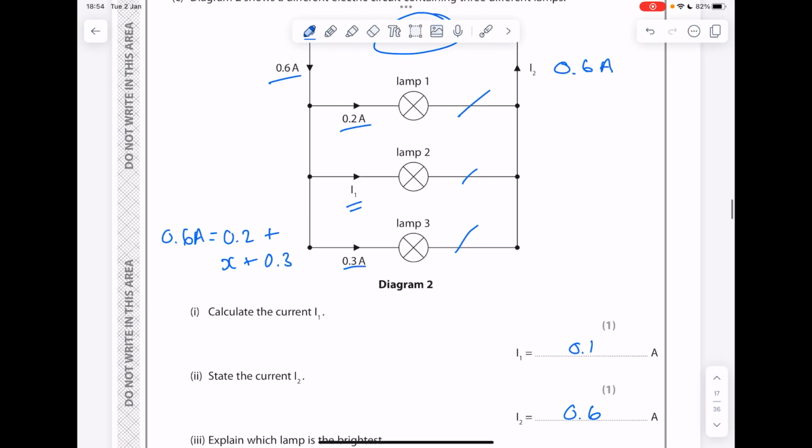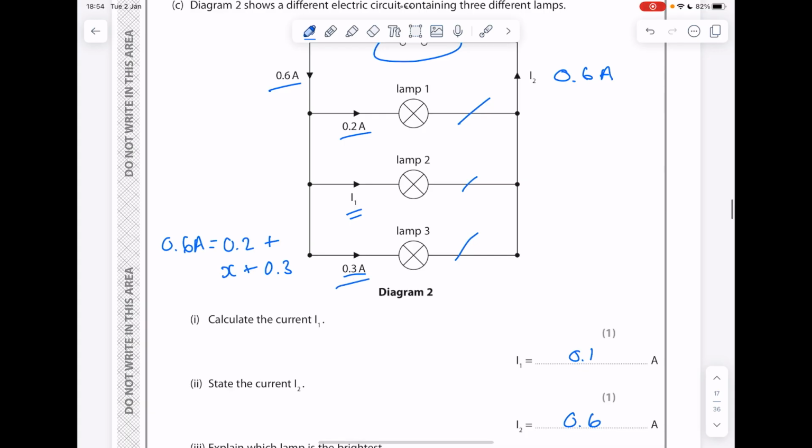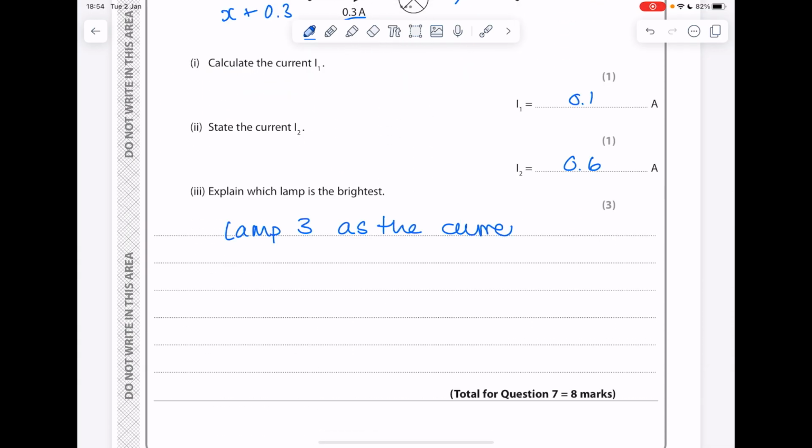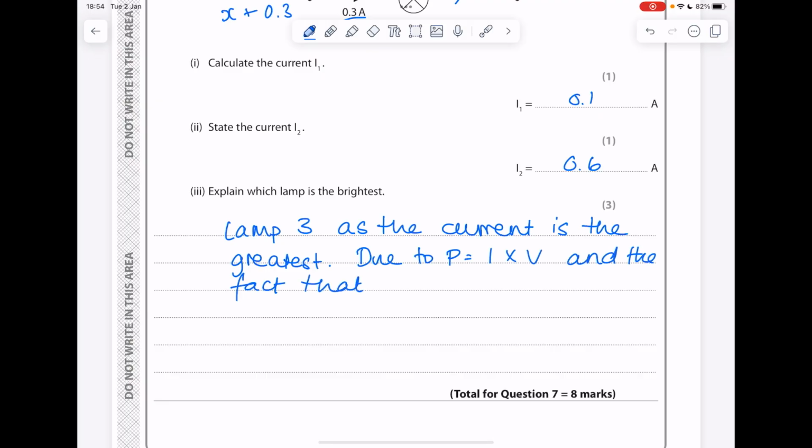Explain which lamp is the brightest. It's going to be the one receiving most current, so that's going to be lamp 3. And you can also prove it using this equation. Due to power equals current times voltage, and the fact that in a parallel circuit, remember, voltage is the same everywhere, the current in lamp 3 must be greatest.